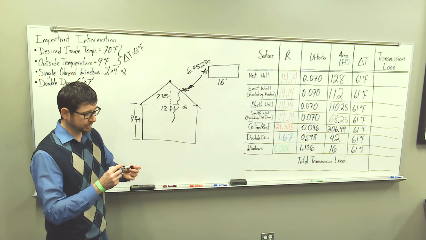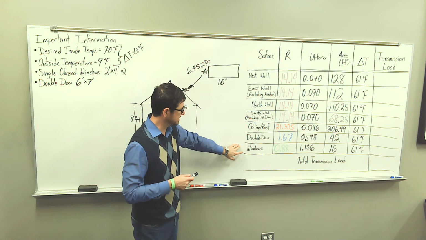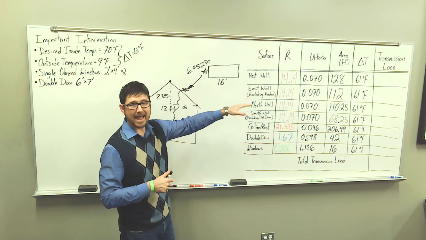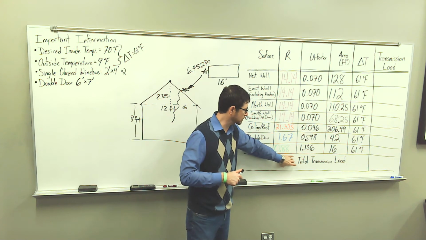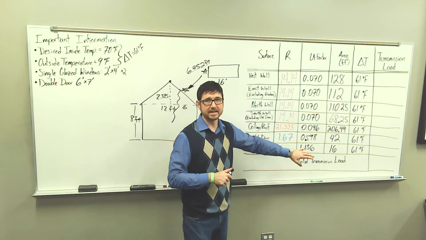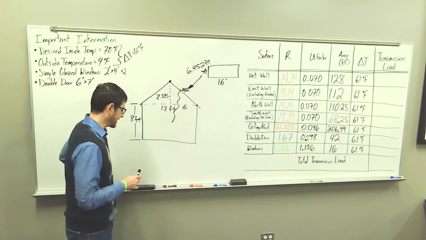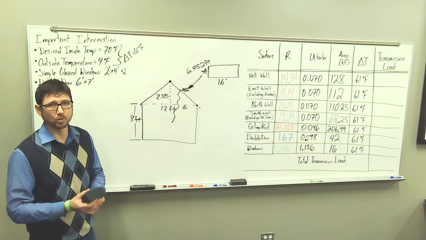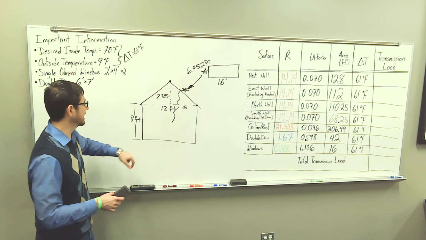Now what we're going to do is calculate the transmission load for each surface, and then we are going to add all of those values to calculate our total transmission load. And that's going to be in units of BTUs per hour. So that is how much energy we're going to lose in the form of heat from our shed.